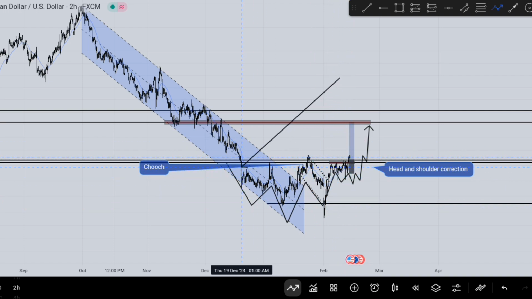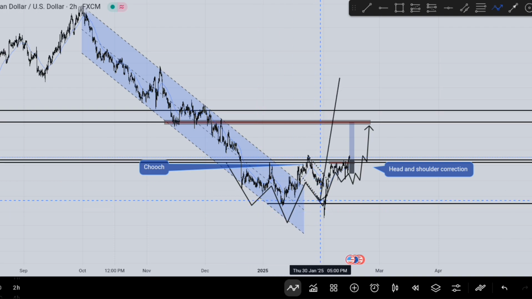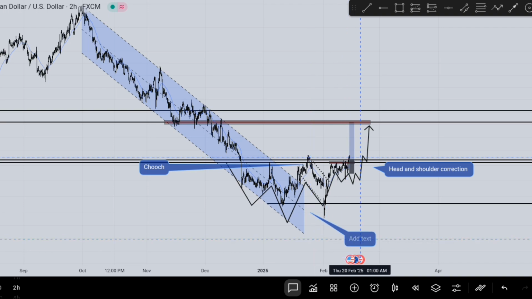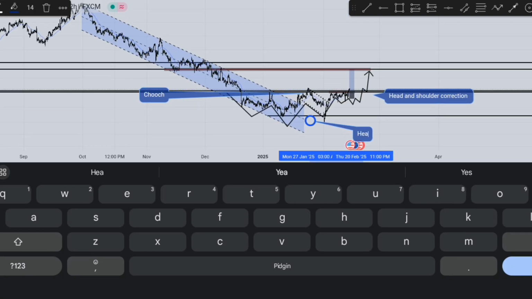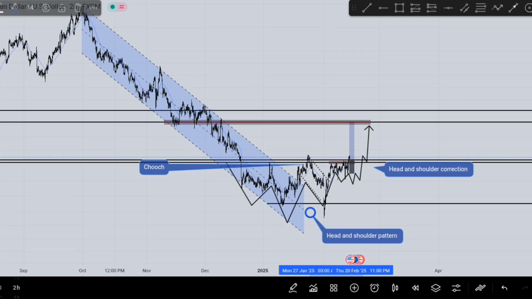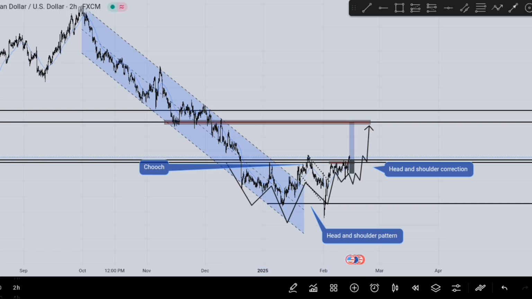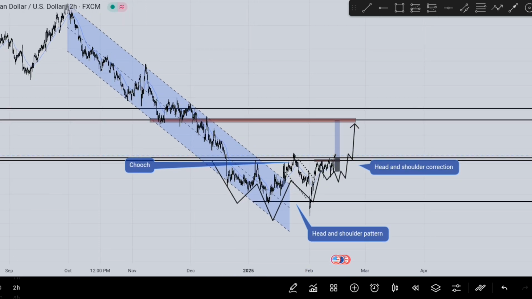If you watch, this looks like a head and shoulder pattern. Let me write it down so you can see it. The head and shoulder pattern. So if you watch, this is a head and shoulder pattern. Understand? This is a head and shoulder pattern. Understand? And watch, this is the correction.